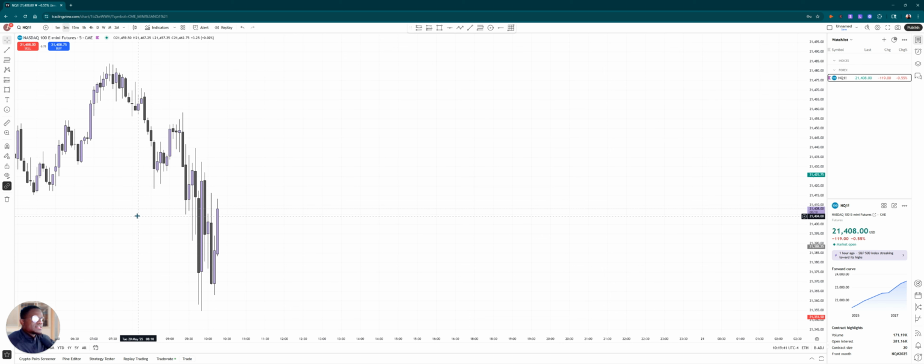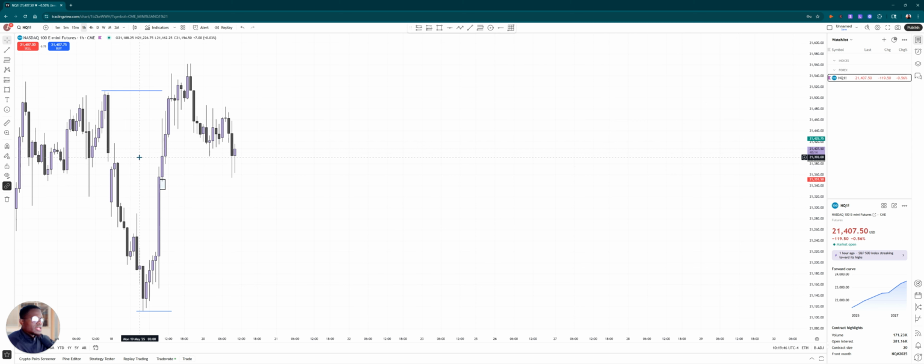So yeah, this is in simple terms the trade I took yesterday, why I took it, and my thought process and reasoning behind taking it.